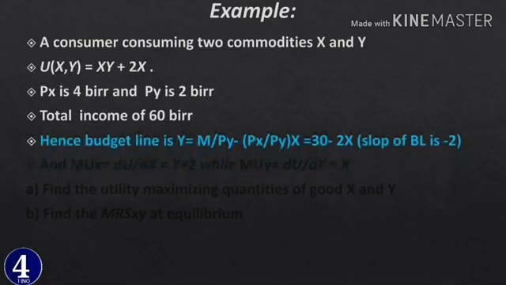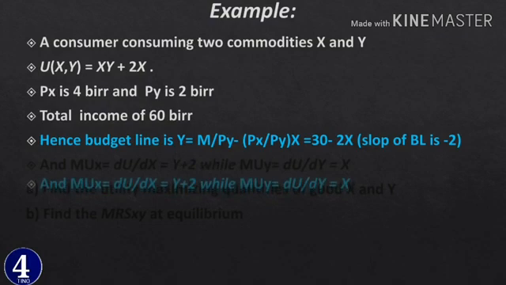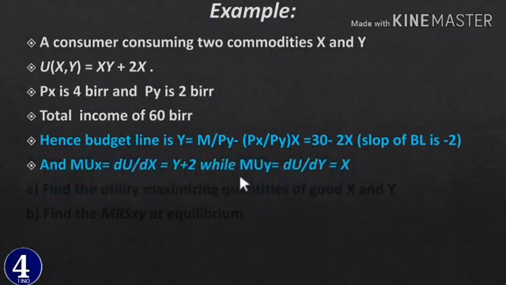We can calculate the budget line. The budget line is y equals m divided by py minus px by py times x, from the budget line formula we saw earlier. We can also calculate the marginal utility of x and the marginal utility of y from this equation. Marginal utility of x is the partial derivative of u with respect to x. Differentiating with respect to x, the 2 comes, the x disappears and y remains, so it is y plus 2. Marginal utility of y is du by dy. Using the term with y, this becomes 0, the y disappears and only x remains.